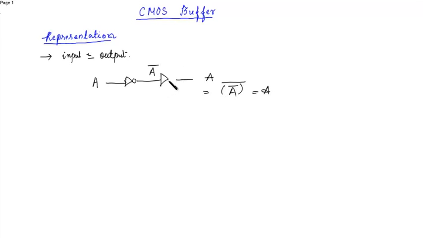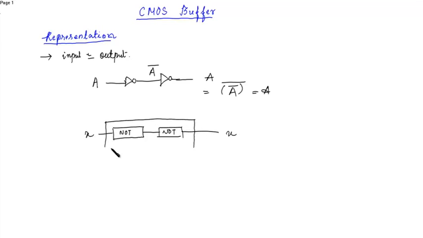So here we have to add one more inverter. So the input passes through two NOT gates, and when it passes through, it gets the same output. Suppose this is input X, you'll get X at the output. So this whole arrangement helps in a buffer.